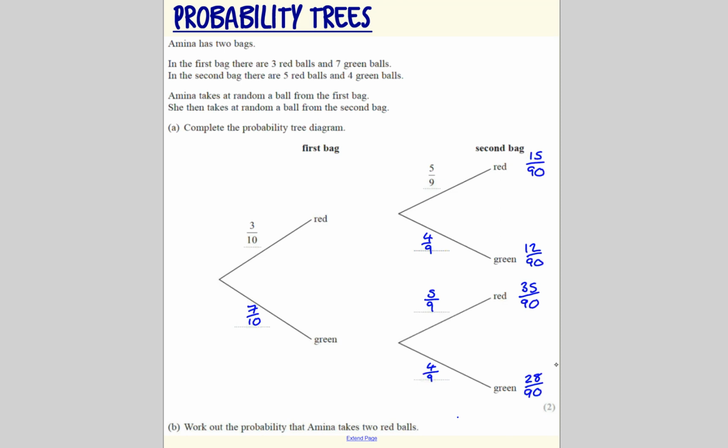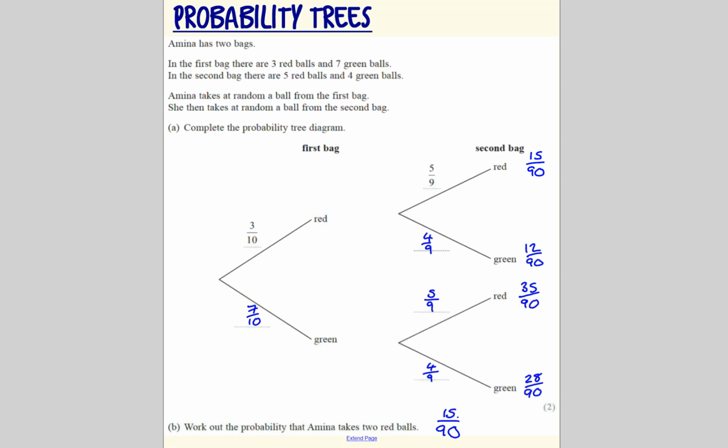And then the part B in this case just asks you for the probability that Amina takes 2 red balls, which is just that 15 over 90. However, you could get a question that says, for example, find the probability that the balls are different colours. There'd be 2 ways that could happen, red, green, and green, red. You would then add those probabilities together. So work out all of them and then pick out the ones you need, add them up, and you've got your answer.